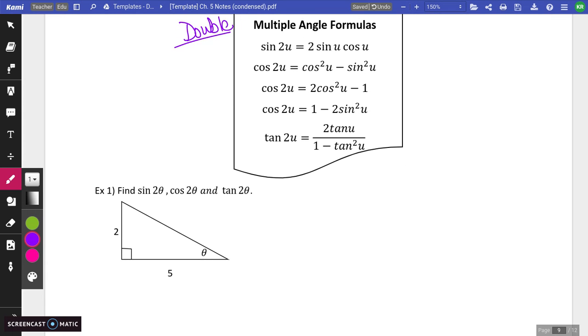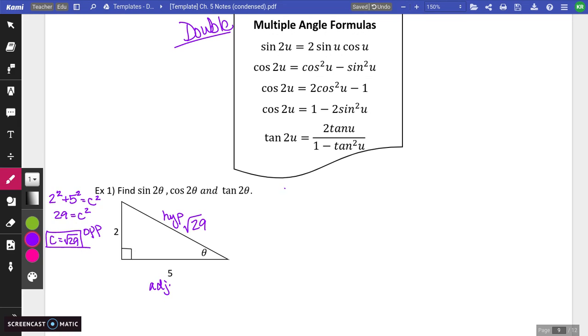Okay, so we're going to find the sine of 2 theta, cosine of 2 theta, and tangent of 2 theta. Well, remember that sine is opposite over hypotenuse. So we will need to find the hypotenuse for this triangle. So Pythagorean theorem, you have 2 squared plus 5 squared equals c squared. So this is 29 equals c squared, or c is square root of 29. So this side, square root of 29.